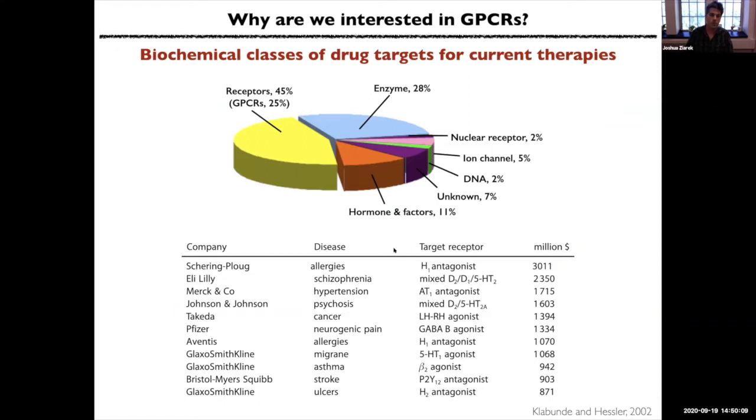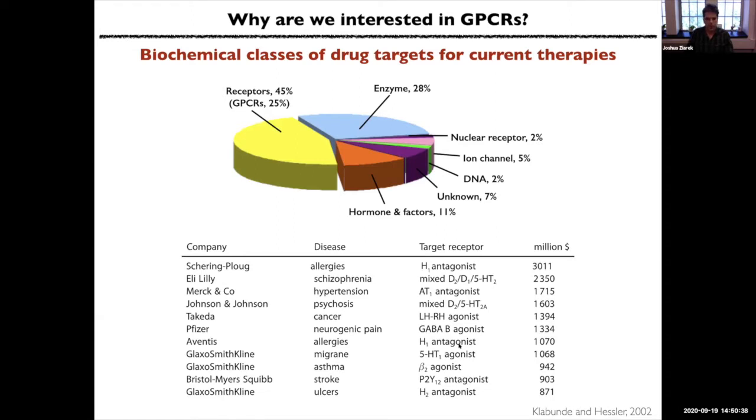So why do we care about GPCRs? I like to tell the NIH that I care about GPCRs because they dominate the biochemical classes of drug targets for therapies that are currently on the market. I guess I say currently, but this looks like this paper is about 20 years old. But you can easily see that GPCRs make up at least a quarter of the drug targets for therapies on the market.